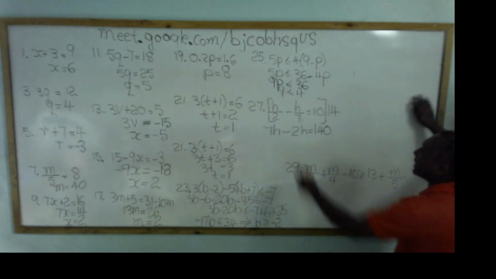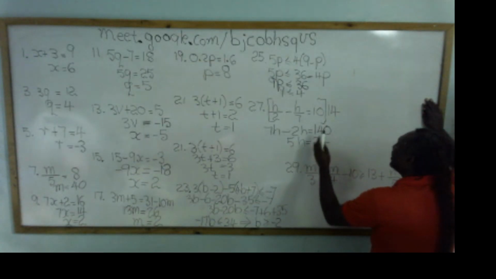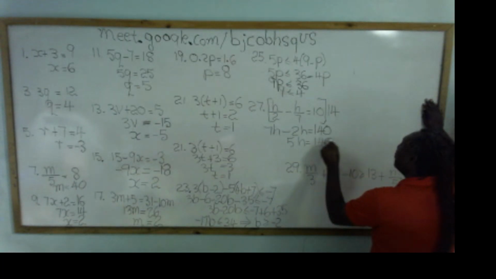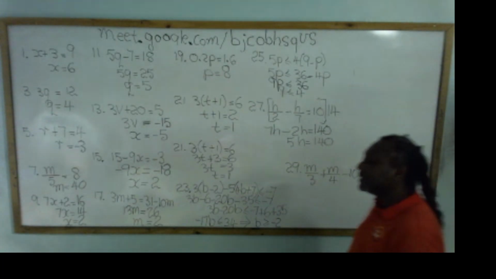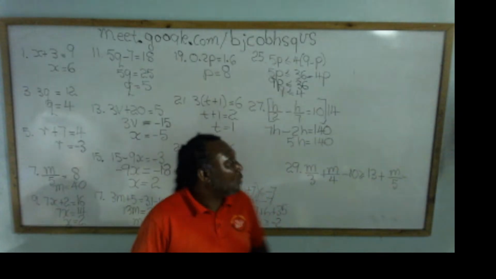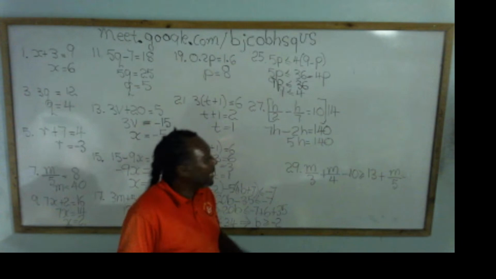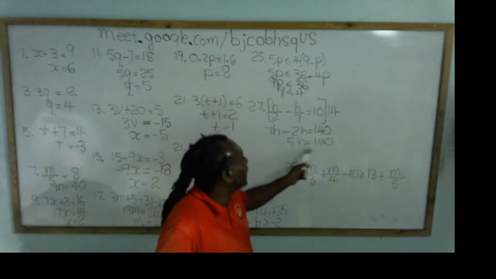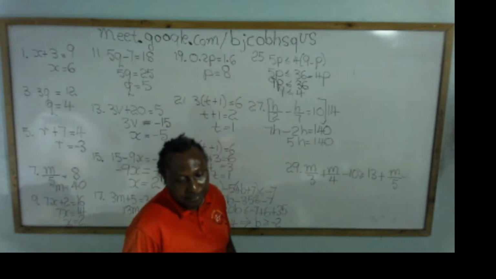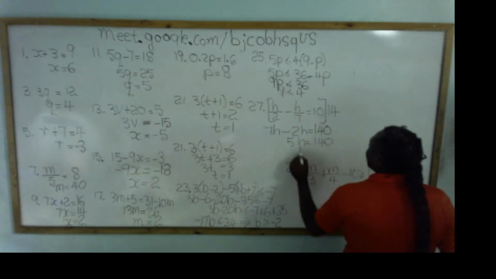So 7h minus 2h is 5h is equal to 140. And then we do what? 140 divided by 5. And of course, 5 and 2 are converse numbers. So if somebody says to you, what is 140 divided by 5? You just say, what is 14 multiplied by 2? So 14 multiplied by 2 is 28. So 140 divided by 5 is also 28.